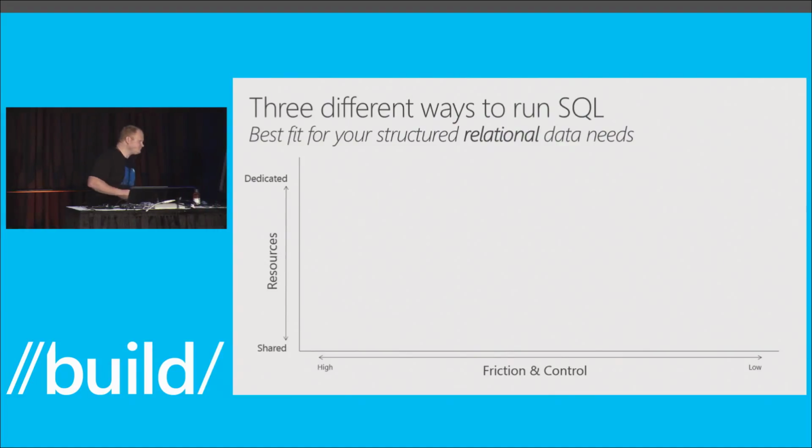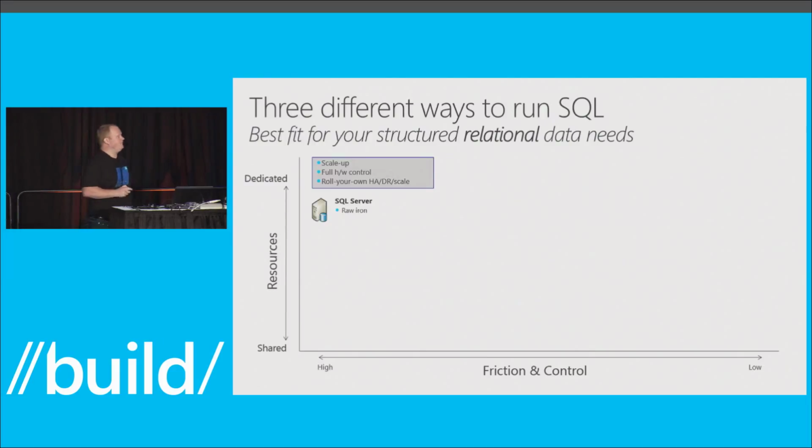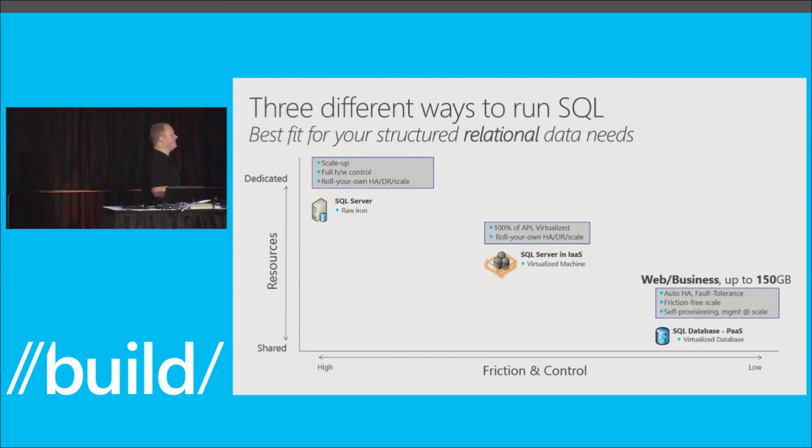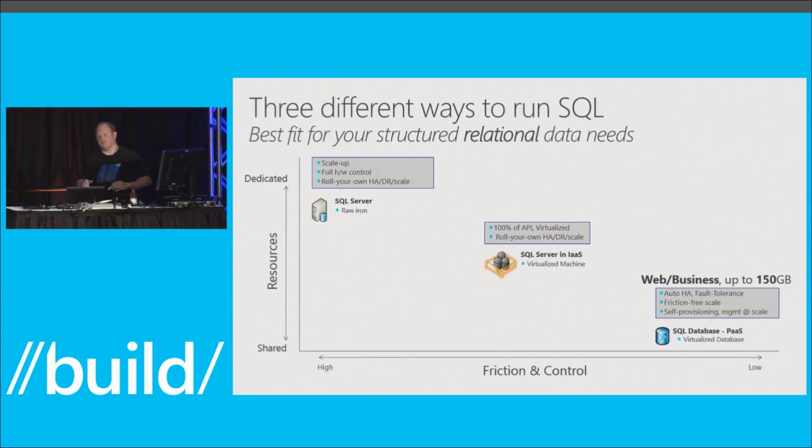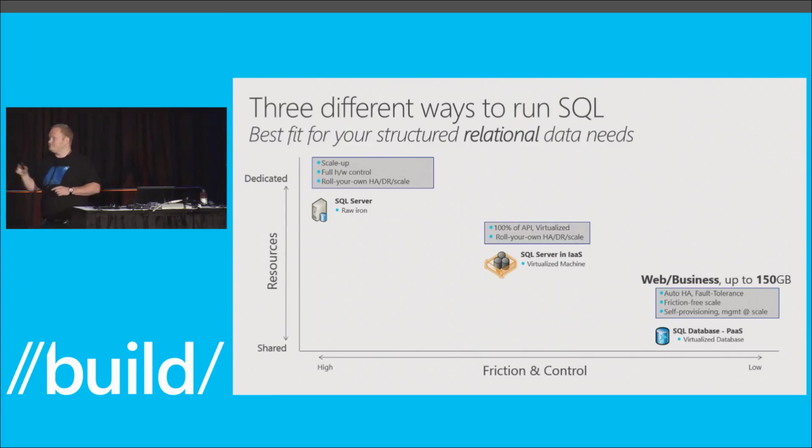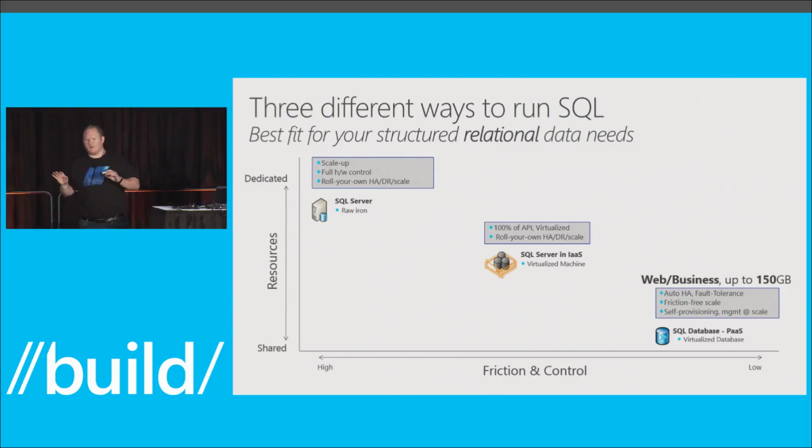So if you look at this chart here, we have a continuum of basically 3 ways to run the product. You have SQL Server that you run on the raw iron, directly on the machine. You have SQL Server that you run in a VM, and you have Azure SQL Database that you run in the cloud. And it's worth noting that these are somewhat different products, so they're useful and good for different things.